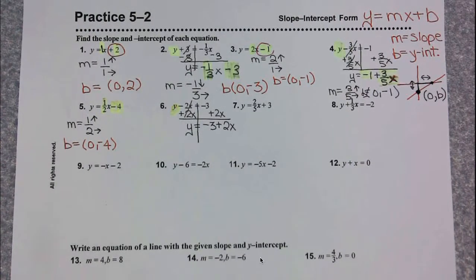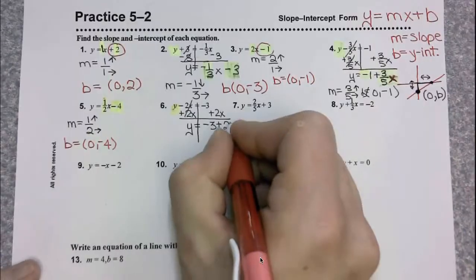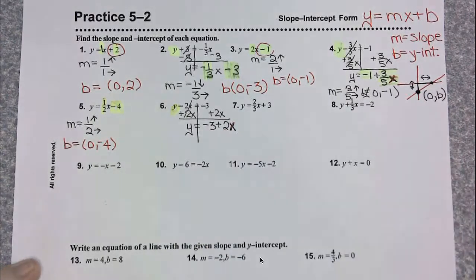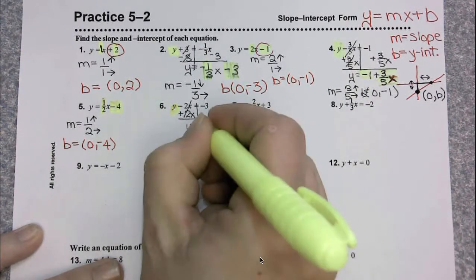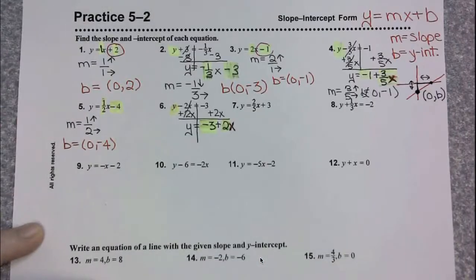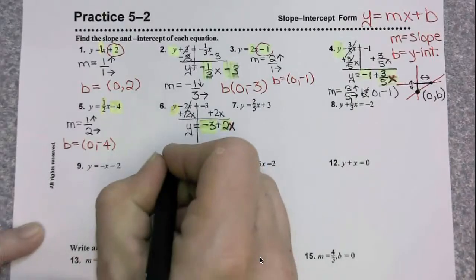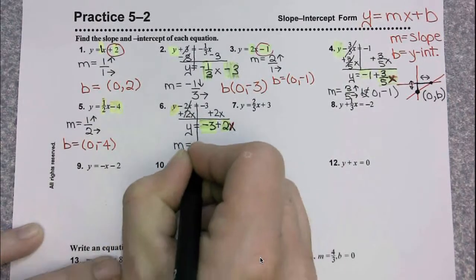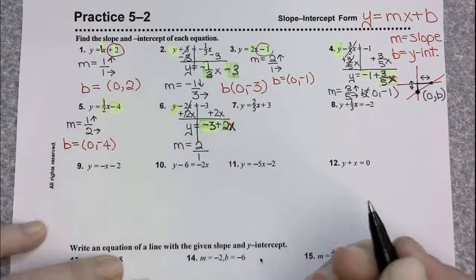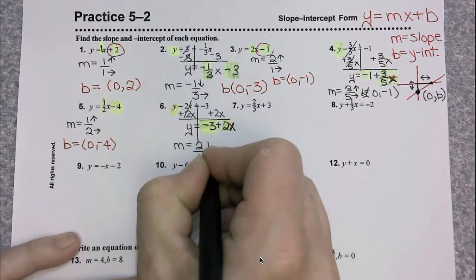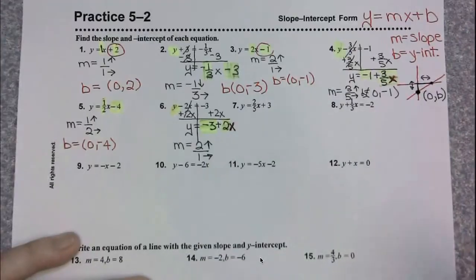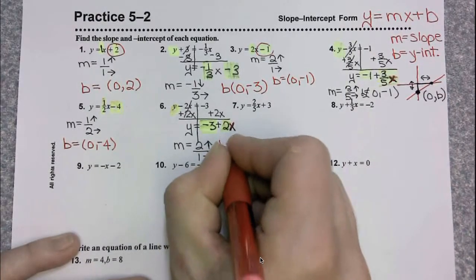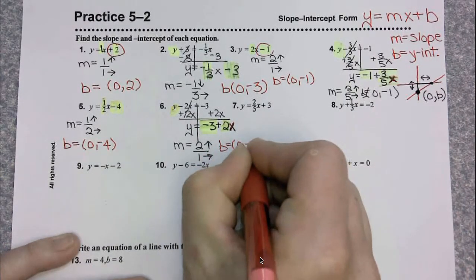And then I'm remembering that my slope is the number attached to the x. So that means my slope is 2 and my y-intercept is -3. So slope is equal to 2, which is 2 over 1. So that would be up and to the right. And my y-intercept is the point (0, -3).